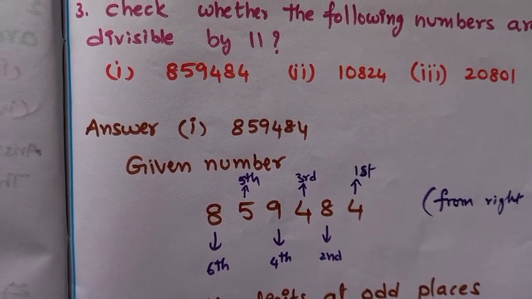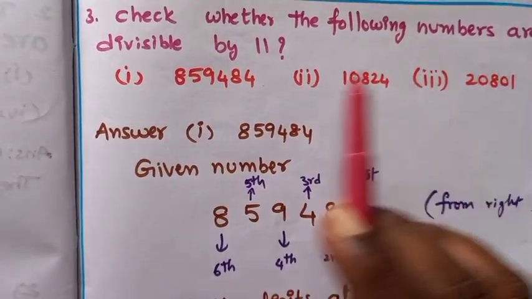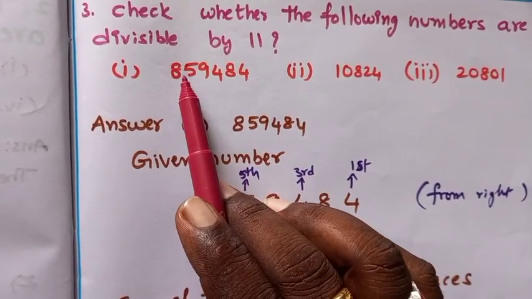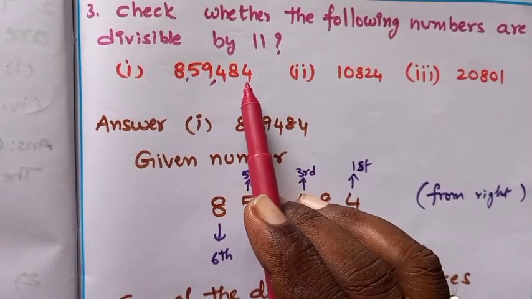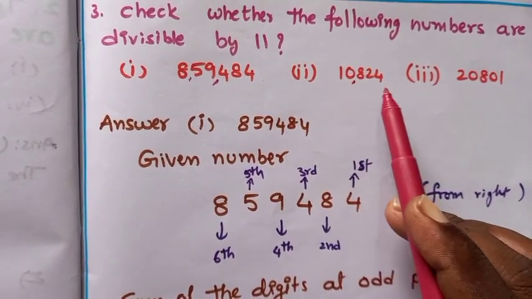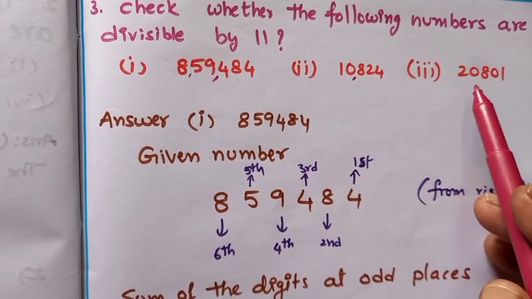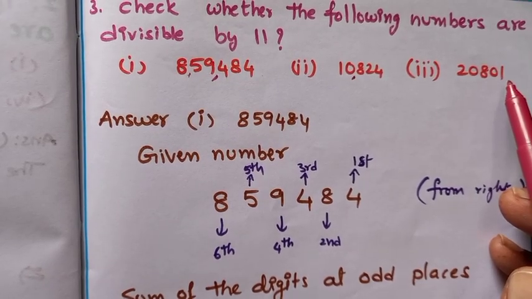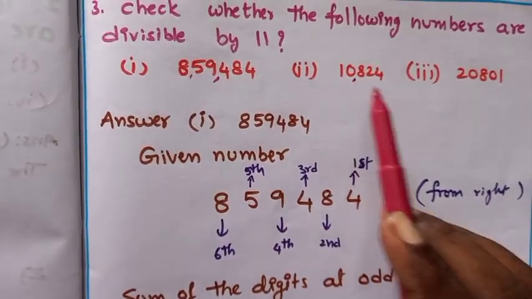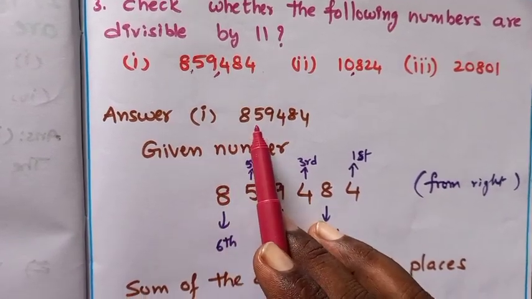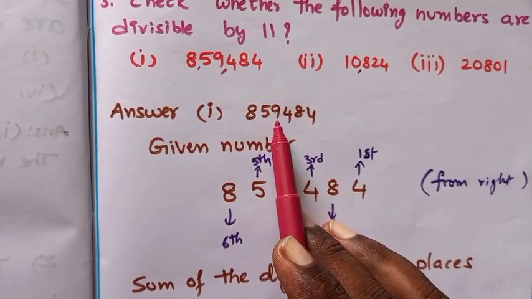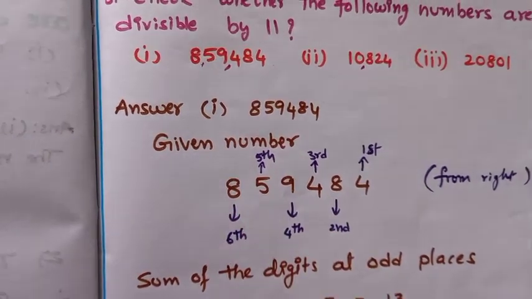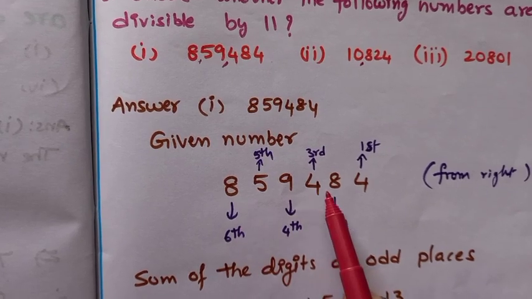Third question. Check whether the following numbers are divisible by 11. First question, 8,59,484. Second question, 10,824. Third question, 20,801. I will solve the first question and do the remaining questions as homework. Answer: given number 8,59,484.